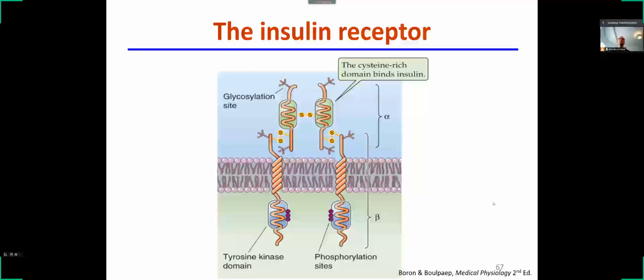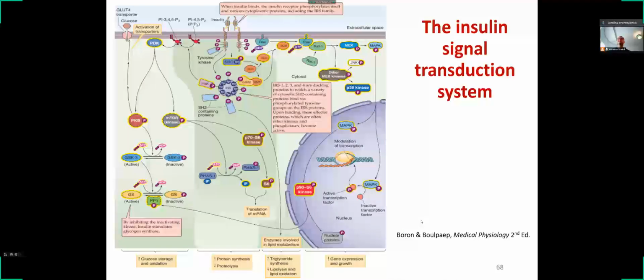And if you remember from our earlier lectures, the key point of these receptors is that once they dimerize and insulin binds these cysteine-rich domains, you get cross-phosphorylation of, in this case, because it's a tyrosine receptor, tyrosine amino acids on the tail. This then leads to recruitment of a variety of scaffolding proteins for downstream signaling. And this is depicted here.